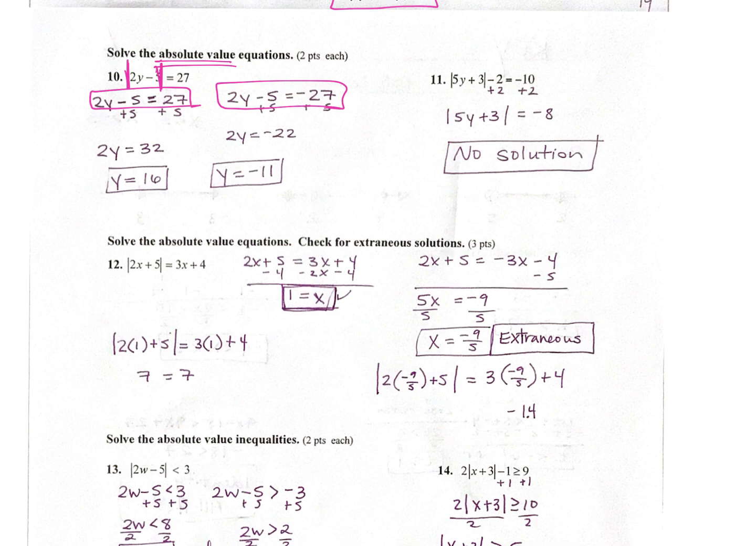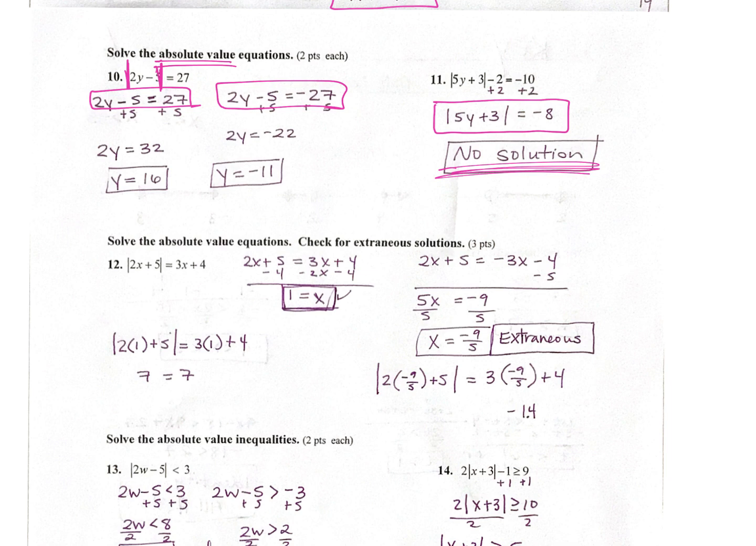Number 11, once you isolate, once you add 2, you get this inequality. What's wrong with that? It's negative. Absolute value cannot equal a negative. So you didn't need to go any further than this. You can't go any further than this. And the answer is just no solution.